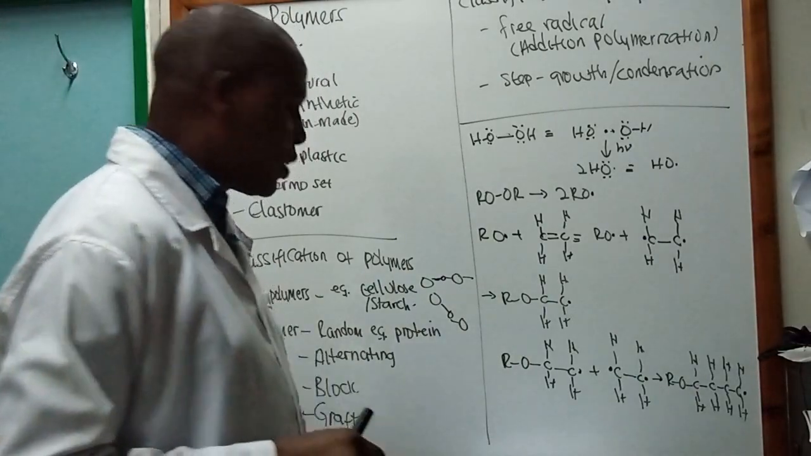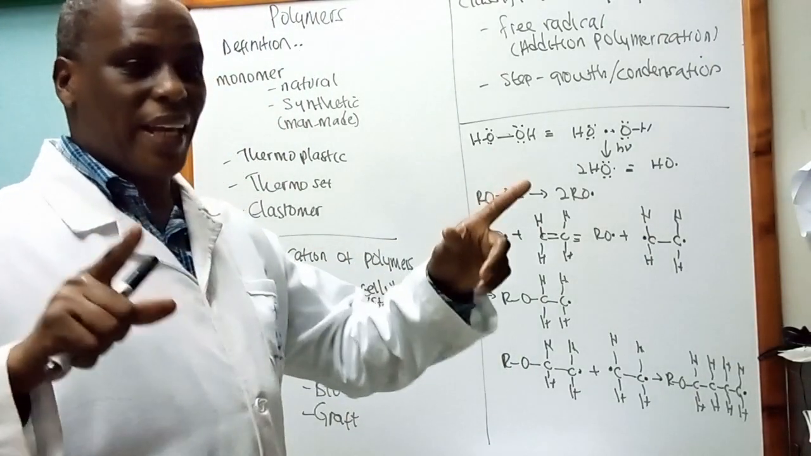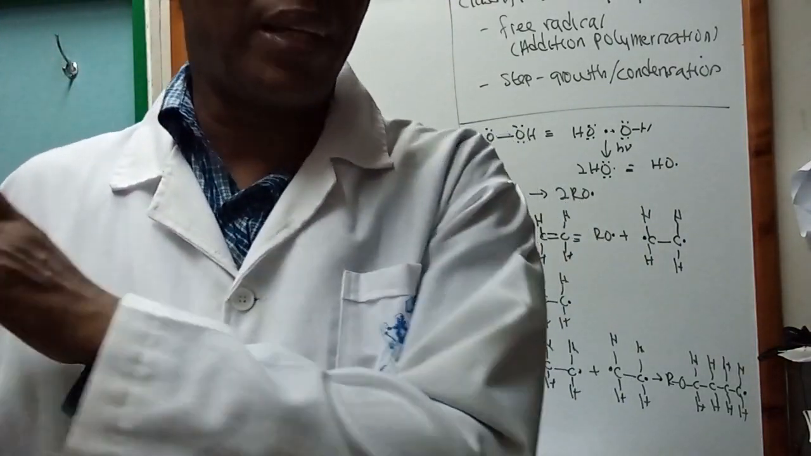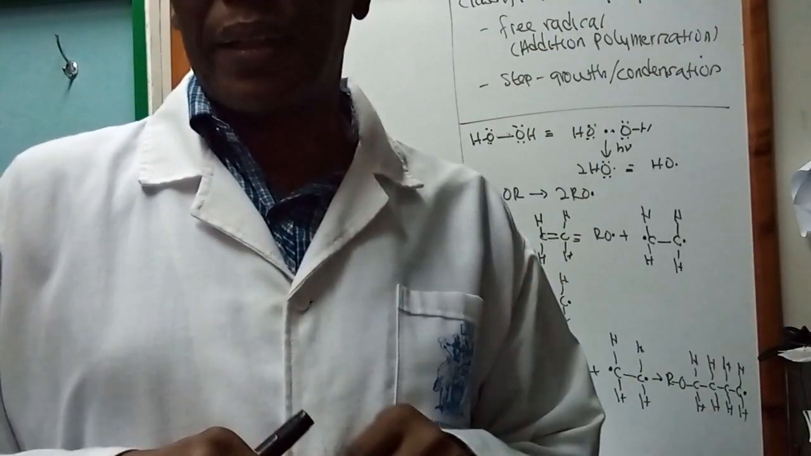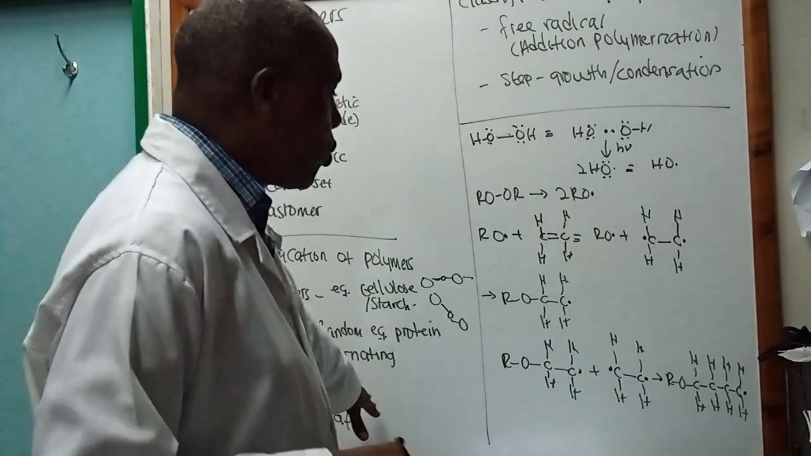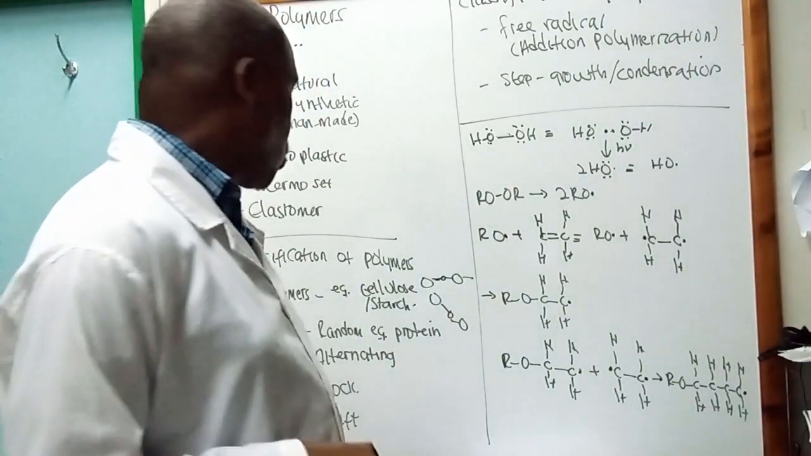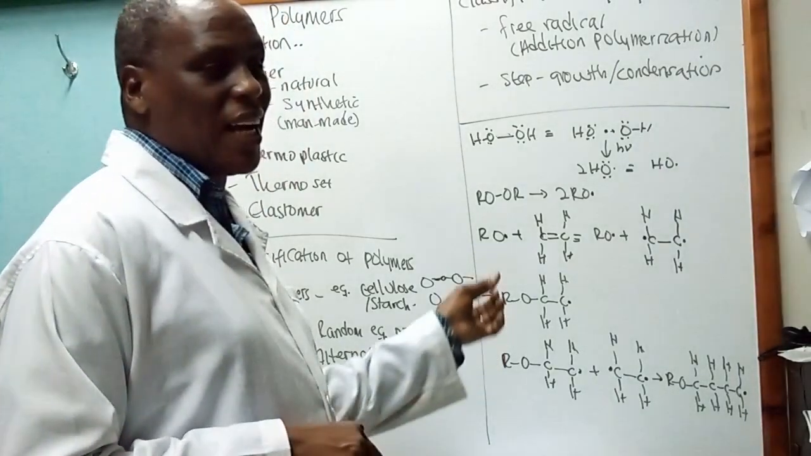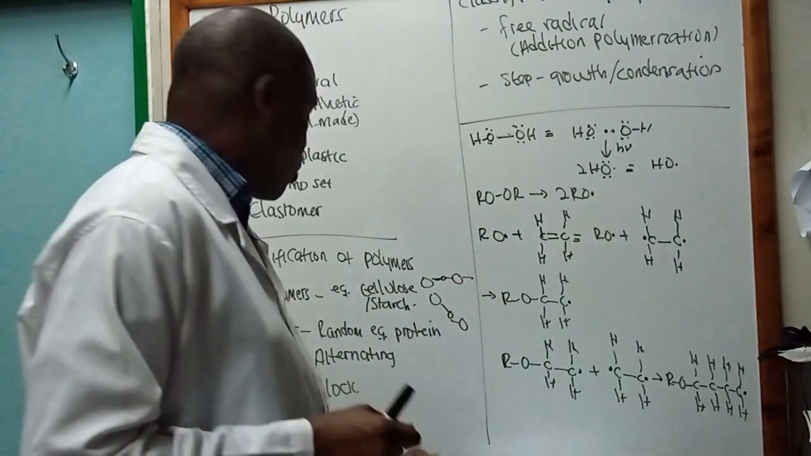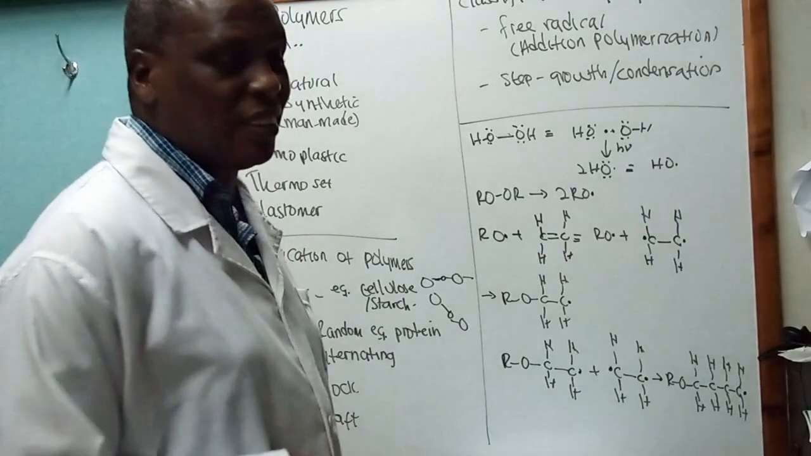As the name implies, for the block, you can have maybe 3 units of A and then probably 4 units of B, three units of A and another one of B, just to get certain properties. Depending on the properties that you want for that polymer, you can decide how you're going to repeat one monomer and then the second one. This is called a block copolymer. And then the last classification is this one, grafted.